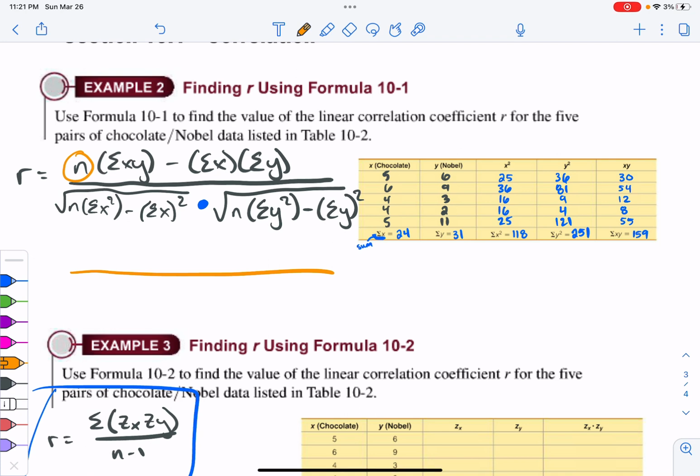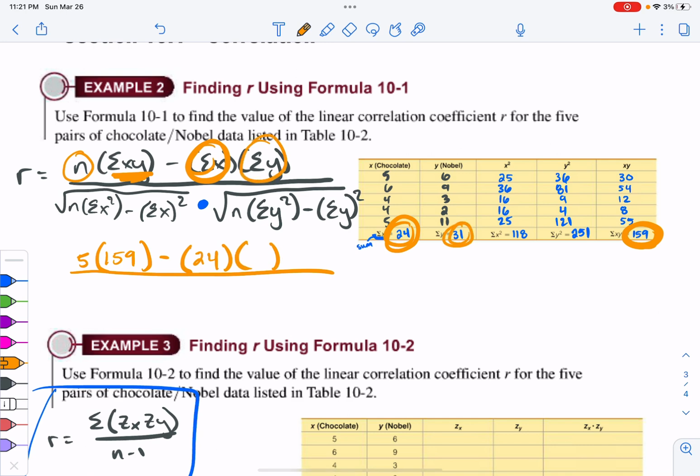N is the number of pairs of data that I have. So I have 5 X's and 5 Y's. So I'm going to put 5 in there for N, okay? This number is the sum of all the XY's. Sum of all the XY's is this 159 right here, okay? Minus the sum of all the X's comes from here. This is 24. And then I have the sum of all the Y's, which is 31. Okay, so like already that doesn't look terrible too much. Like we've had worse in the past, right?